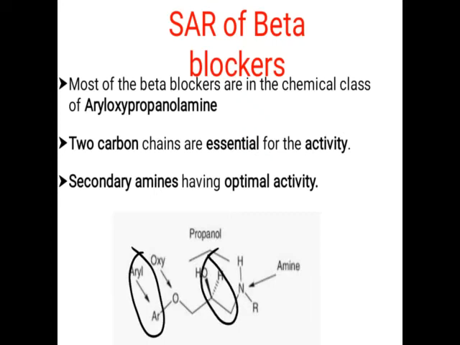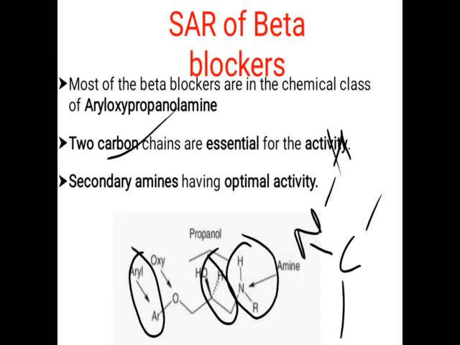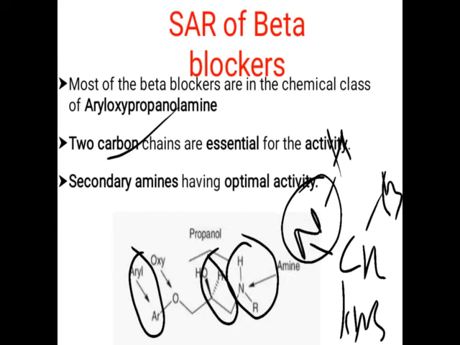Then these two groups, that is the CH2 CH2, are for the activity. If these two groups are present, that is the two carbon chain, they are essential for the activity. And finally it is the secondary amine. So in most of the drugs you find the structure becomes NH, CH3, CH. So that is the secondary amine. If a secondary amine is present, the drug shows the optimum activity.